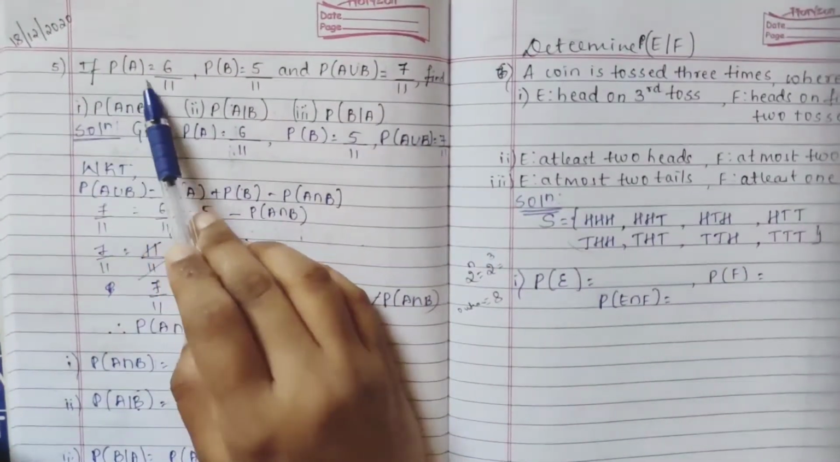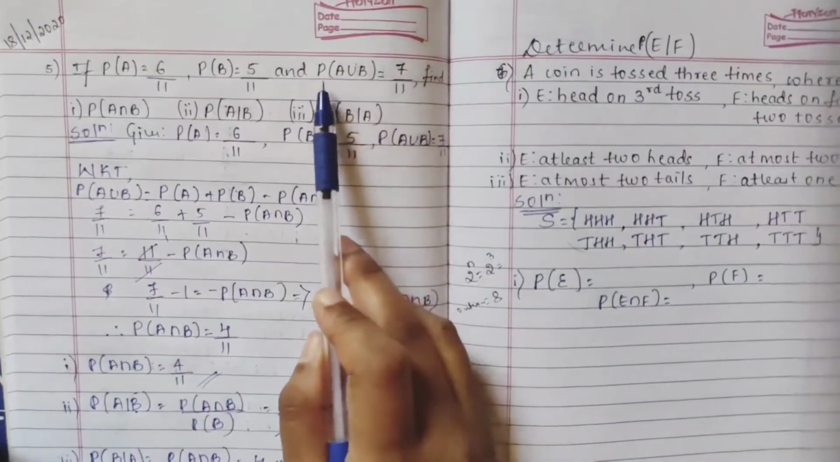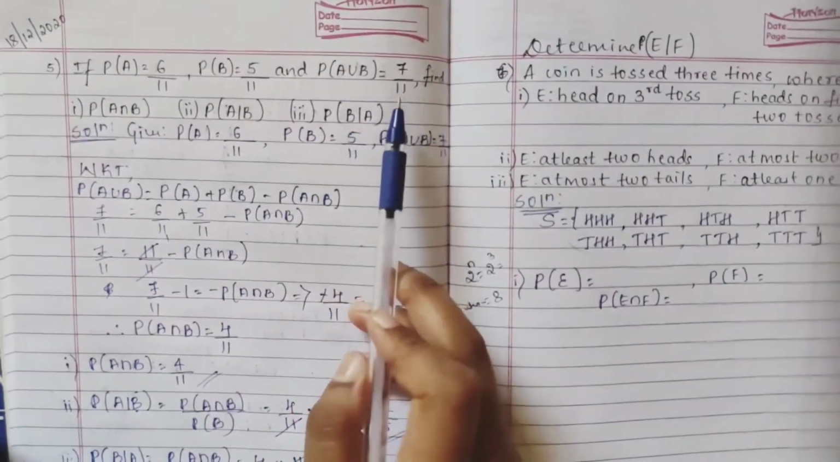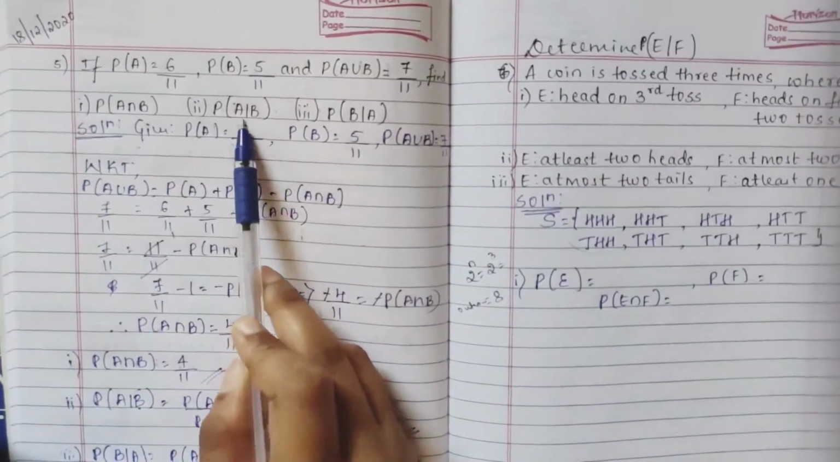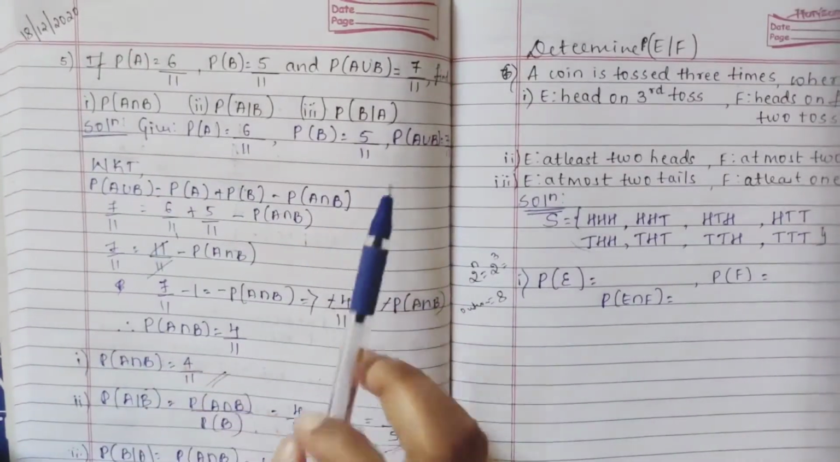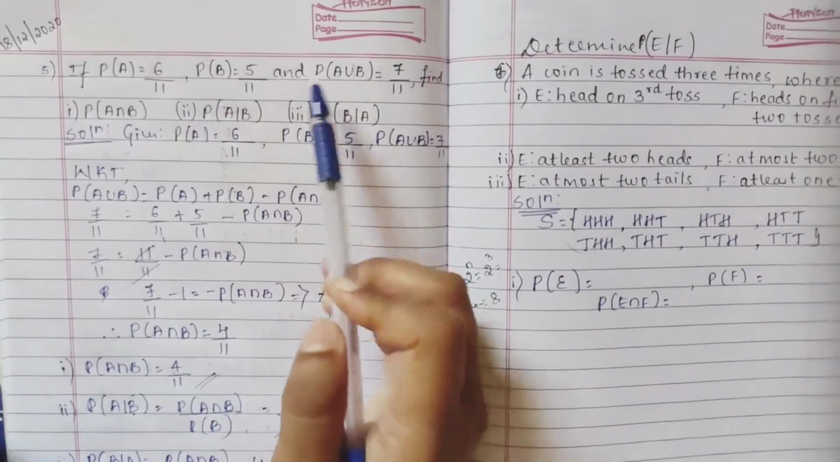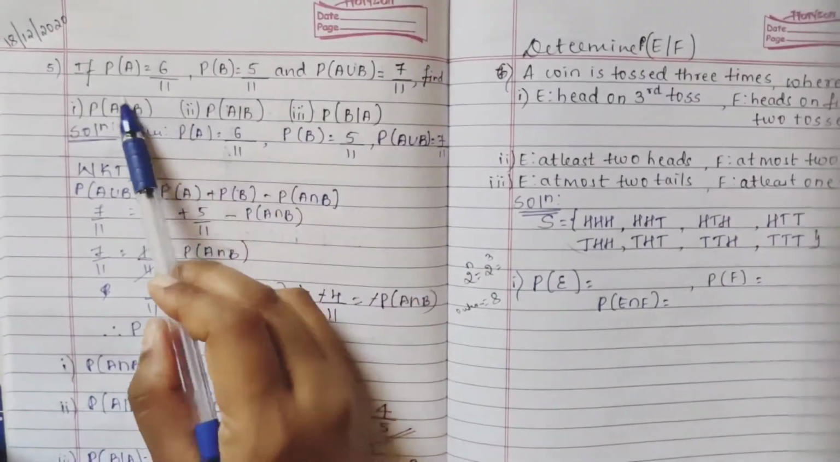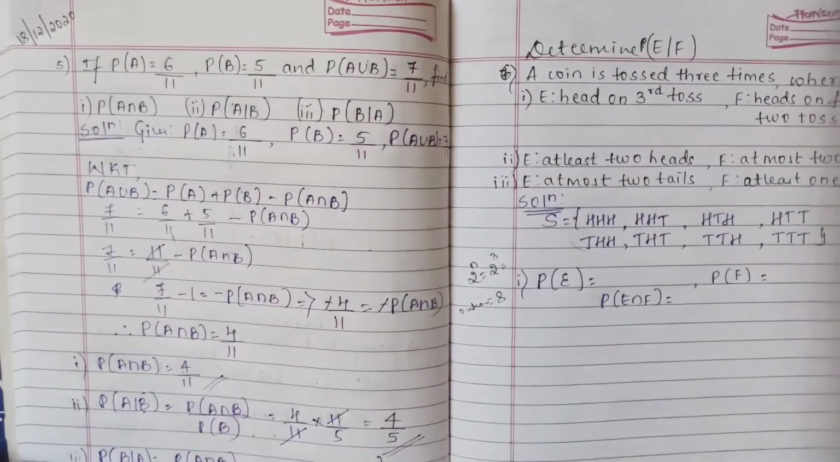Fifth one: if P of A is equal to 6 by 11, P of B is 5 by 11 and P of A union B is equal to 7 by 11, find P of A intersection B, P of A by B, P of B by A. So three parts they have asked you to find out. Here they have given you P of A, P of B and P of A union B. They are asking you A intersection B. So which formula can you use?